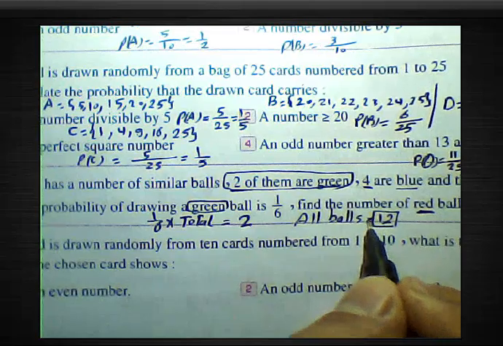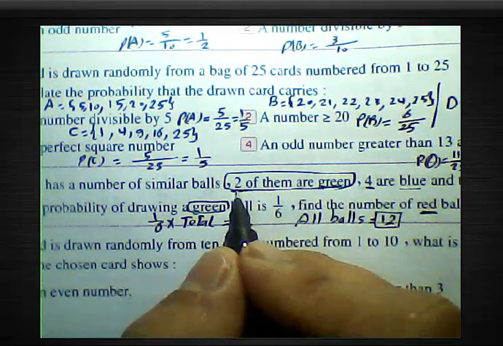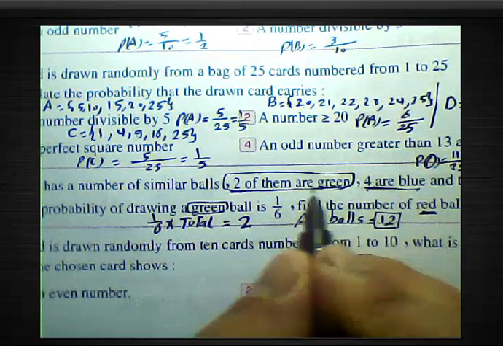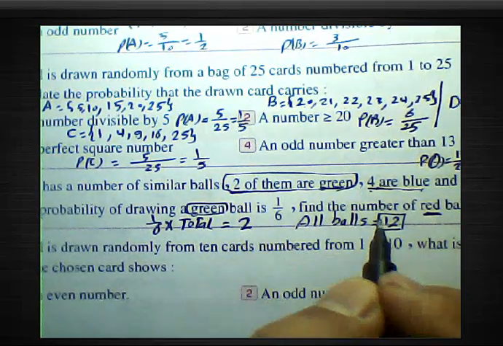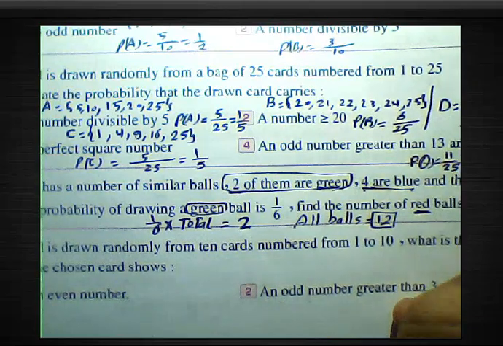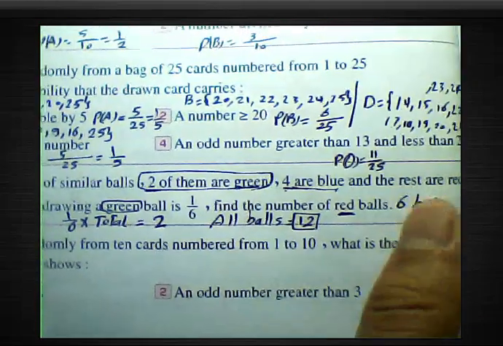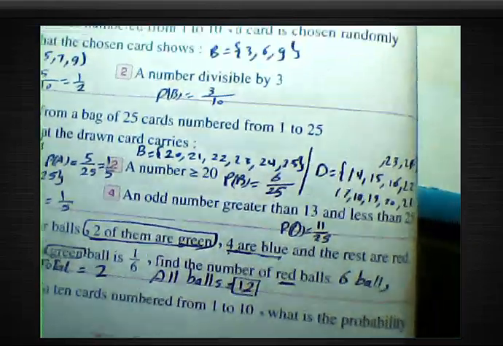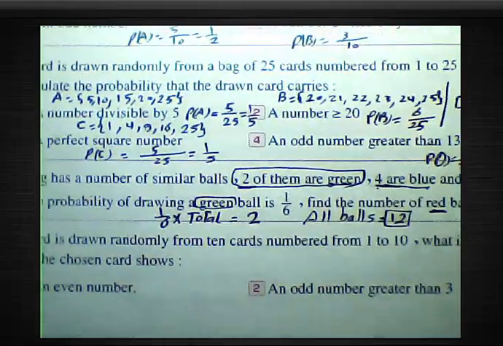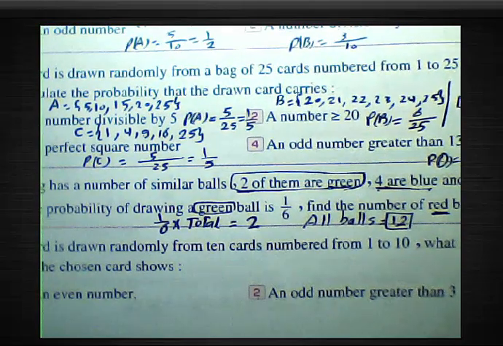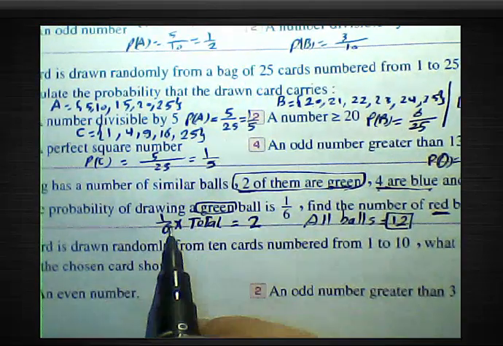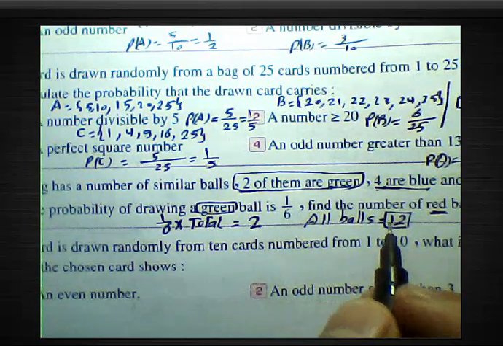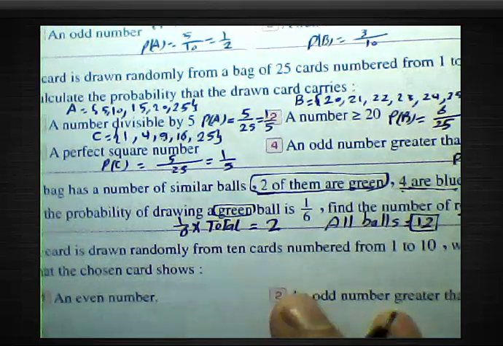Then we want to find the red balls. We know the total is 12, with 2 green and 4 blue. Here 4 plus 2 equals 6. 12 subtract 6 equals 6. So we have 6 red balls. The result will be 6. Understood? First we find the total from the fraction, total equals 2 green times 6. He asked about the red balls, so 12 minus 6 equals 6.